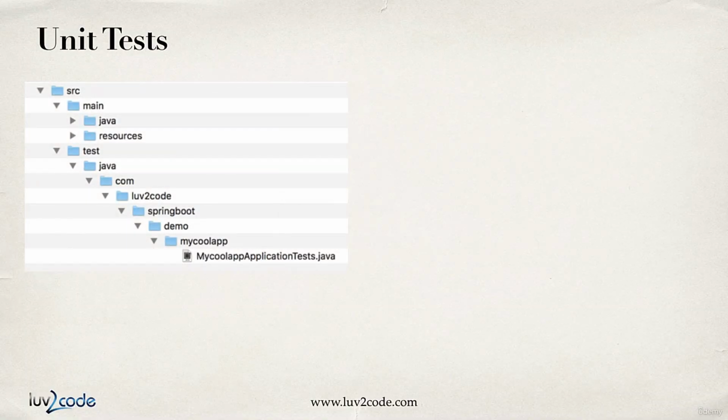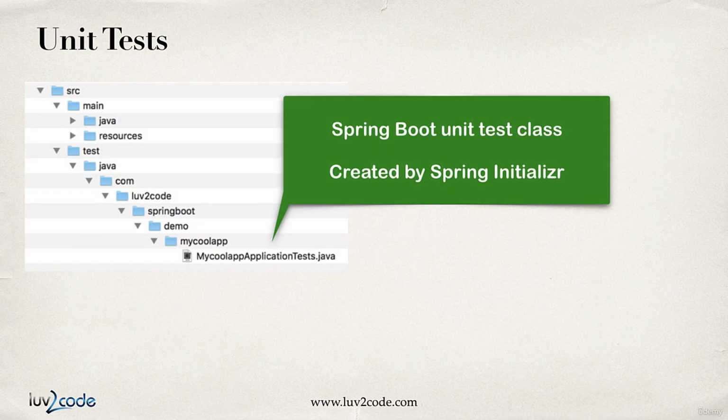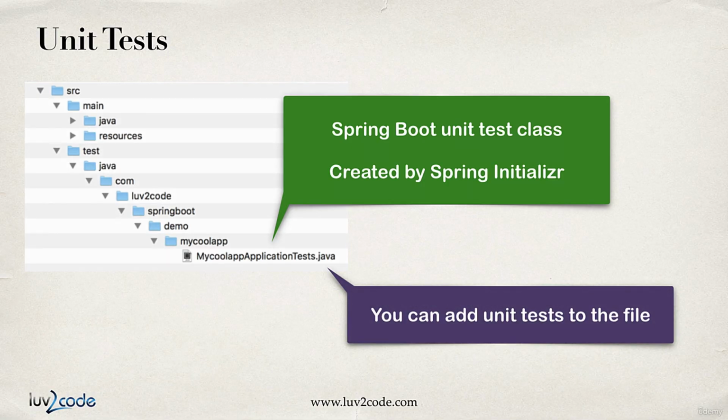All right, as far as unit tests, you have this file here, MyCoolApplicationTests.java. This is actually created by the Spring Initializr. At the beginning, it's just a very basic test. I think there's just a setup item in there. There's no real code for running real unit tests. You can simply add your own custom unit tests to this file, and it's part of the Spring Boot infrastructure.